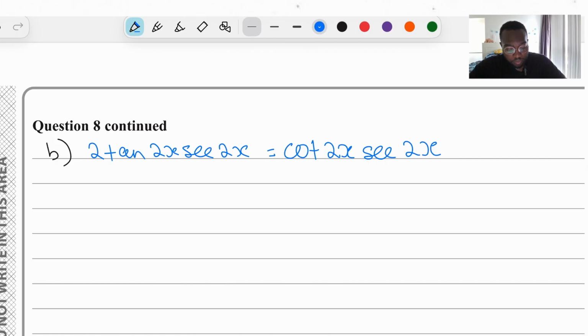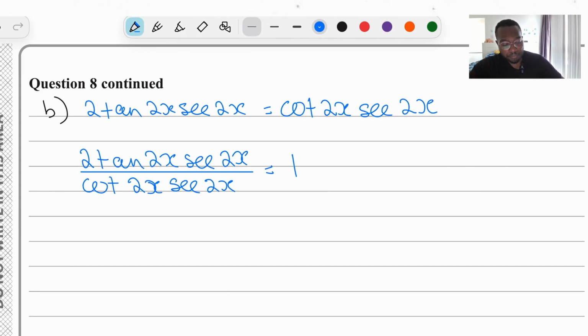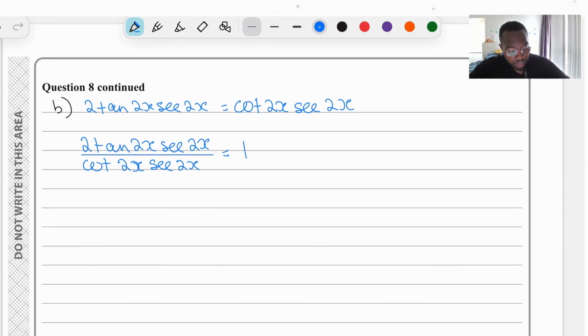What I would say the best thing to do is just divide, okay? So bring that cot 2x sec squared x to the other side. Divide both sides by cot 2x sec squared x. If we do that, we get a 2 tan 2x sec 2x over cot 2x sec 2x, and that would equal a 1, okay? So now that we've done that, let's simplify this down. Well, easy to start off with: the sec 2x cancels out.